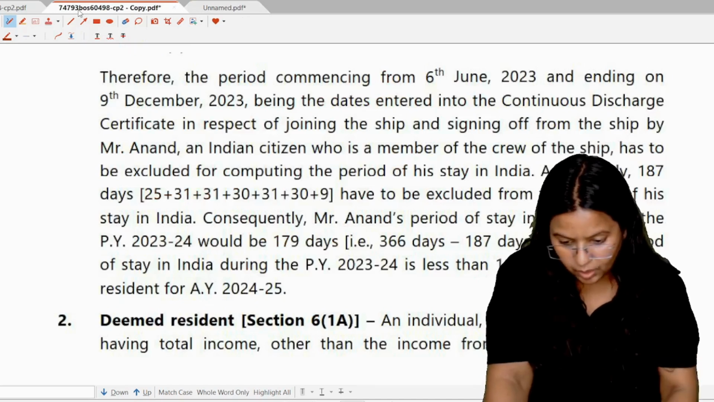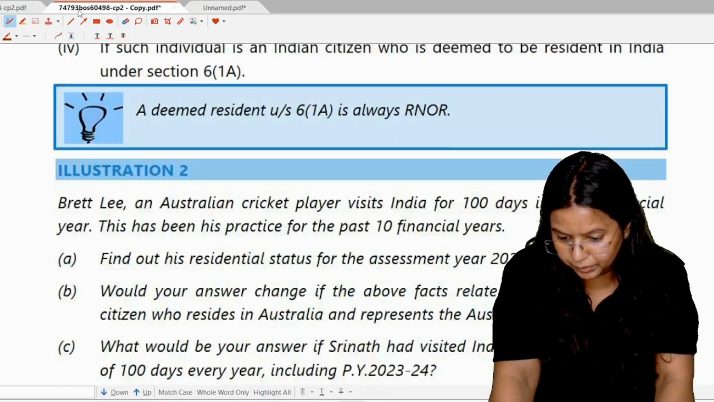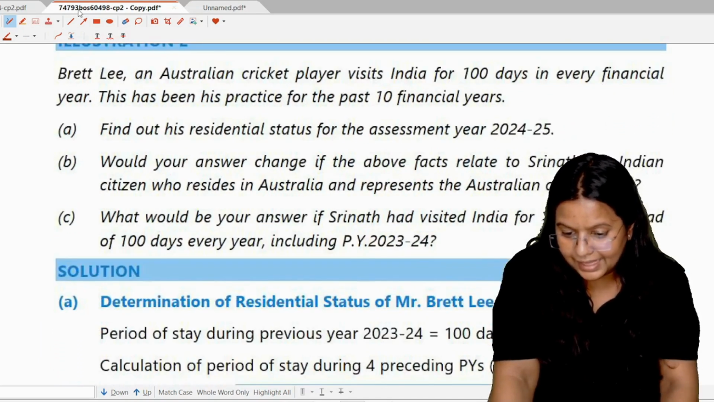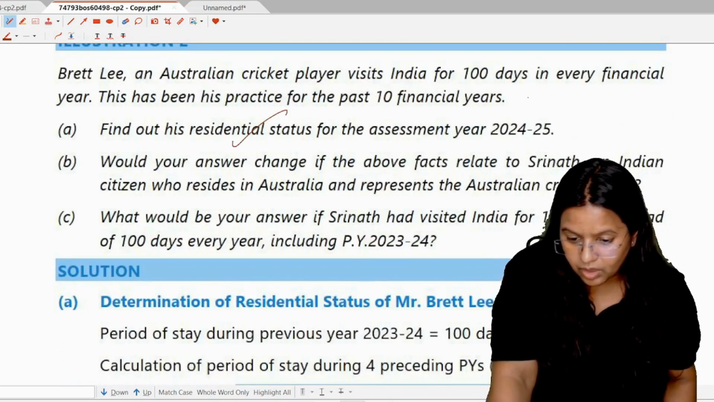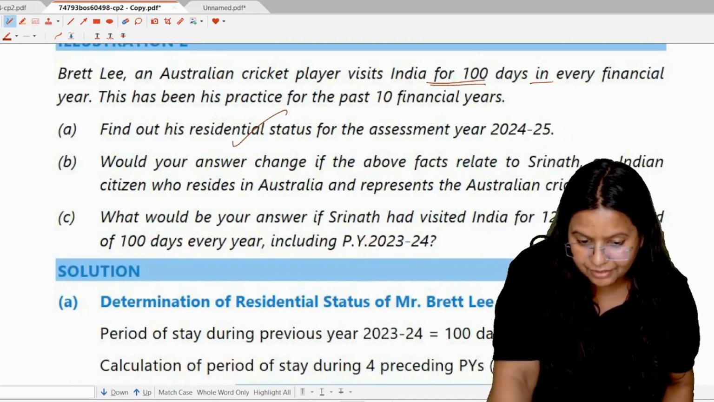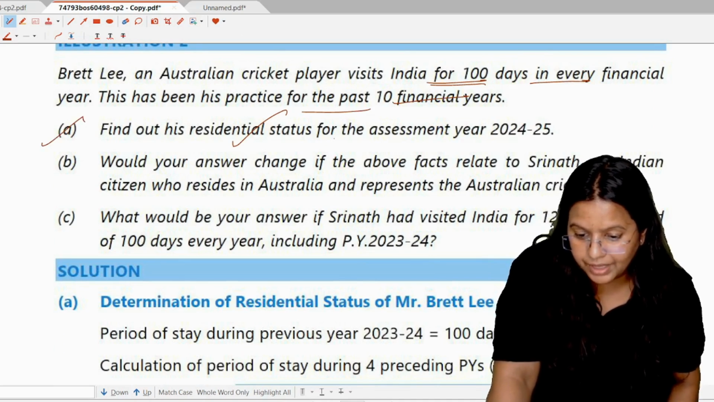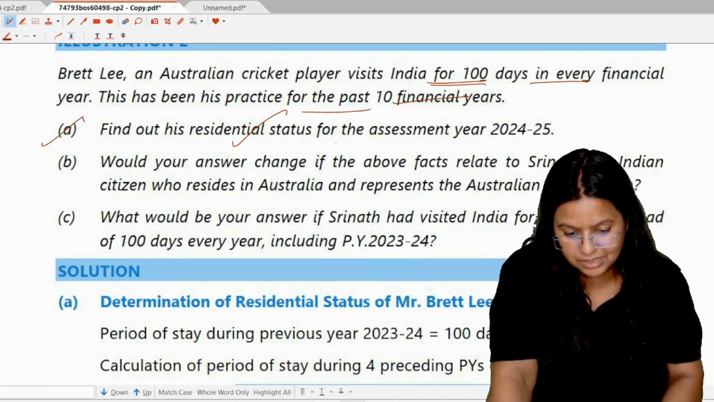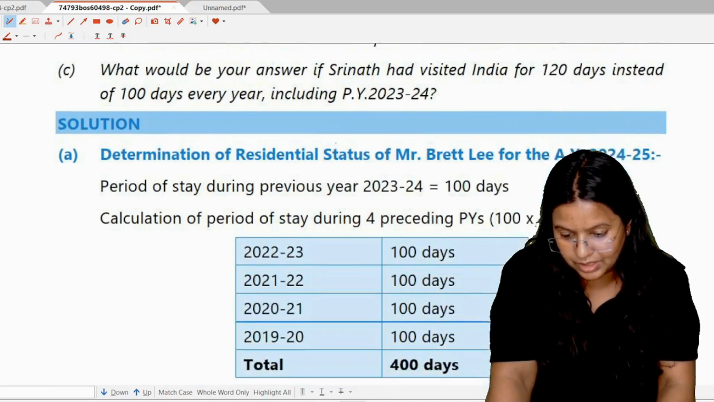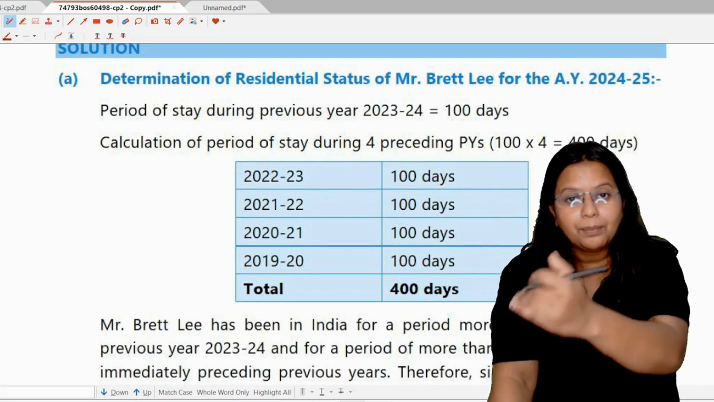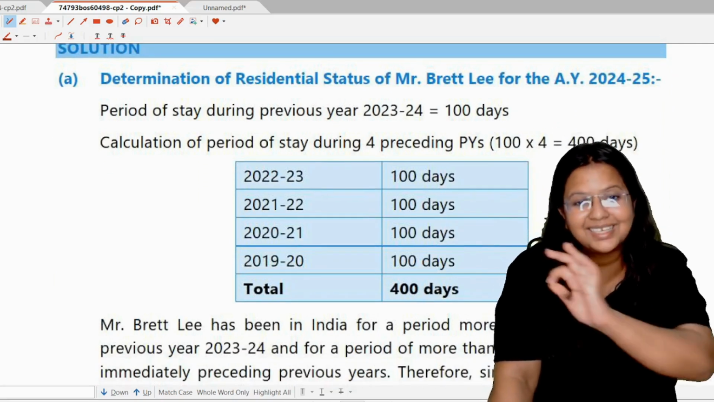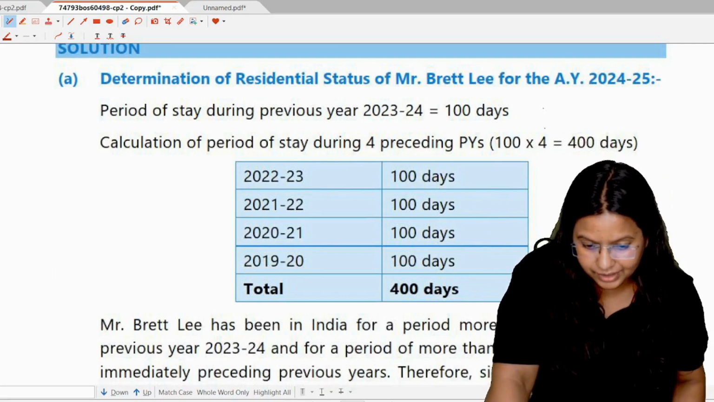Okay. Now, next question, illustration number 2. Brett Lee, an Australian cricket player, visits India for 100 days in every financial year. This has been his practice for the past 10 financial years. Okay. First, you have to find out his residential status for the assessment year 24-25. Now, students, what is the period of stay during the previous year 23-24? He's clearly mentioning that it is 100 days.